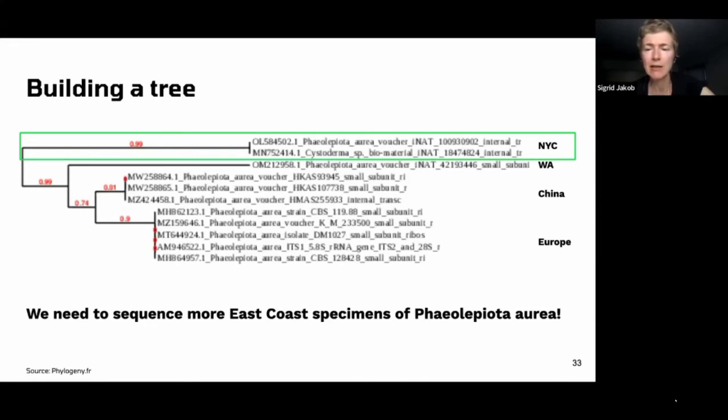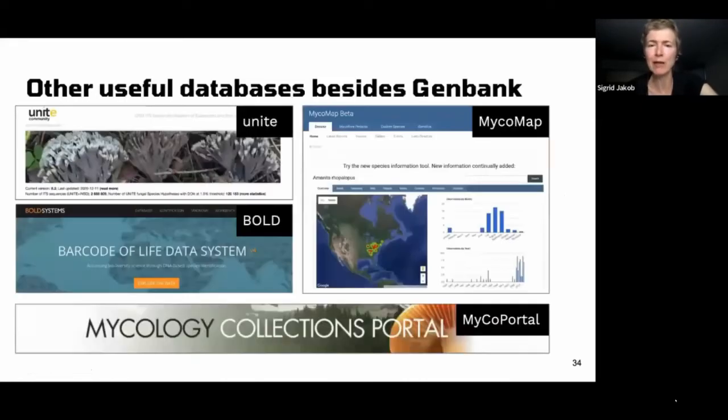So the question is, is it a new species? Is mine a different species from the other Phaeolepiota? Who's the true Phaeolepiota aurea? I don't know. We need to sequence more East Coast specimens to make sure mine's not just an outlier. And I'd love to get a mycologist on this because it's interesting. So that's what typically happens in your session with Genbank and BLAST.